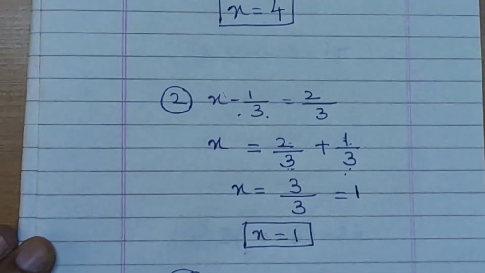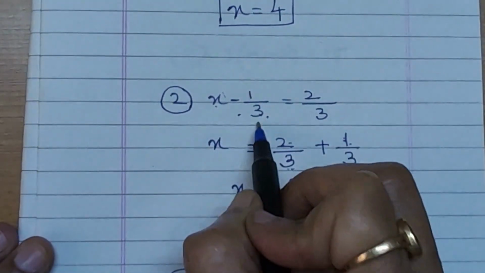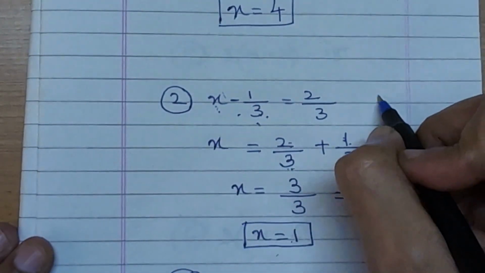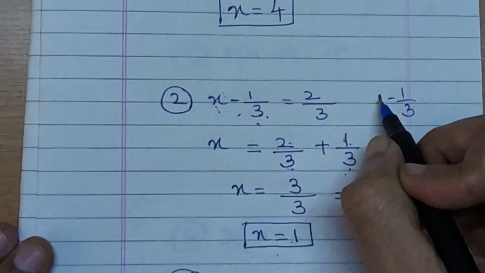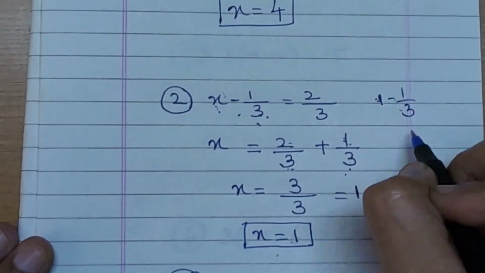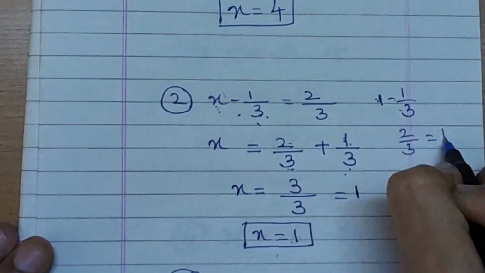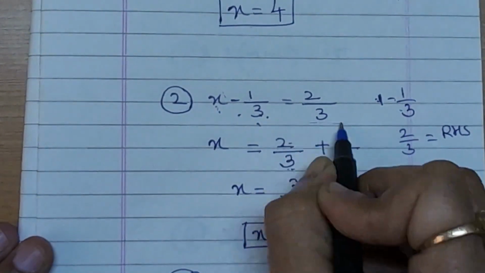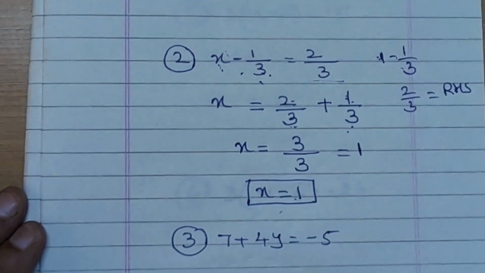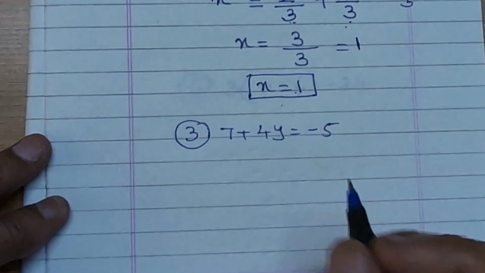If you want to check your answer, in LHS we have x minus 1 by 3. Substitute the value of x here, 1. So LHS will be 1 minus 1 by 3. What is 1 minus 1 by 3? Cross multiply, 3 into 1, 3 minus 1. It is 2 by 3, and which is equal to RHS. So LHS is equal to RHS. So the answer is right. So we can also check the answer.